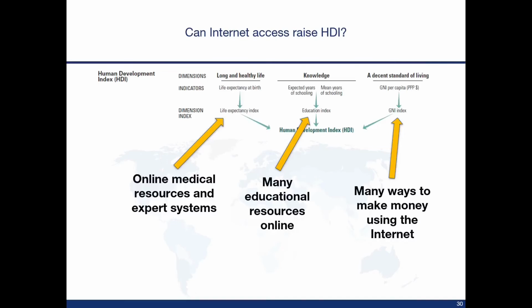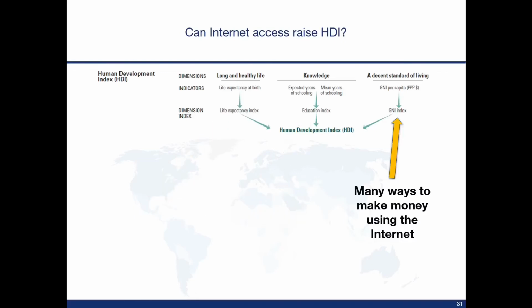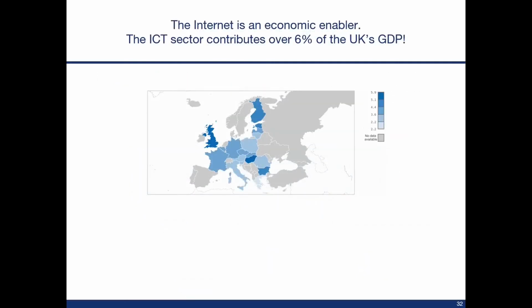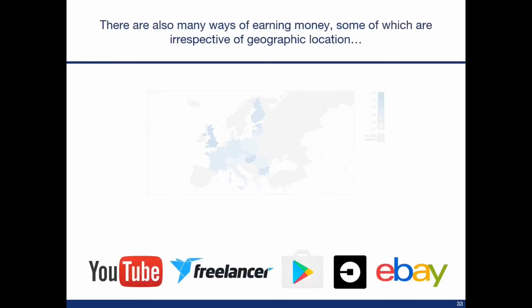Lastly, there are plenty of ways to make money using the internet, both formally and informally. I want to talk about this last one in a little more detail, since economic growth naturally brings benefits to the other two. The internet is an economic enabler. I think this probably goes without saying, but to highlight this fact, the ICT sector contributes about 6% of the UK's GDP.